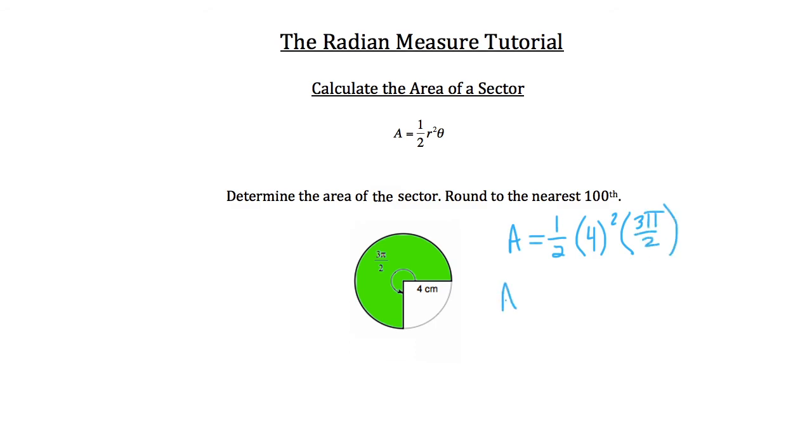So area is equal to 1/2 of 4 squared, which is 16, times 3 pi over 2. And when you work all that out in your calculator, you get 37.7 centimeters squared for an answer.